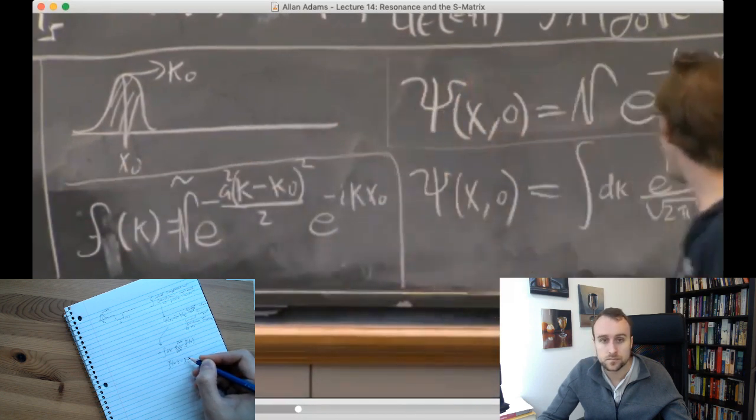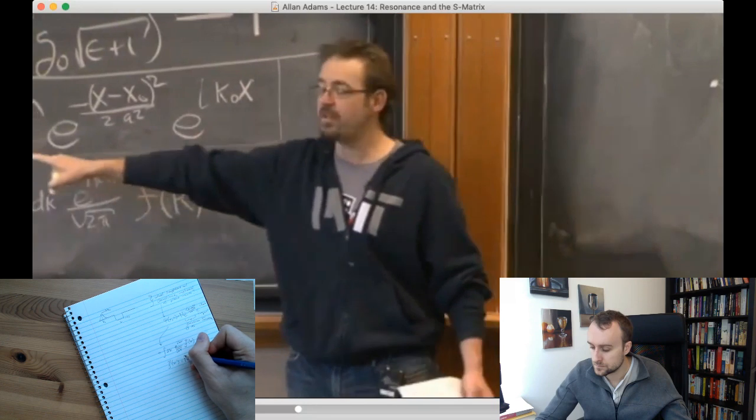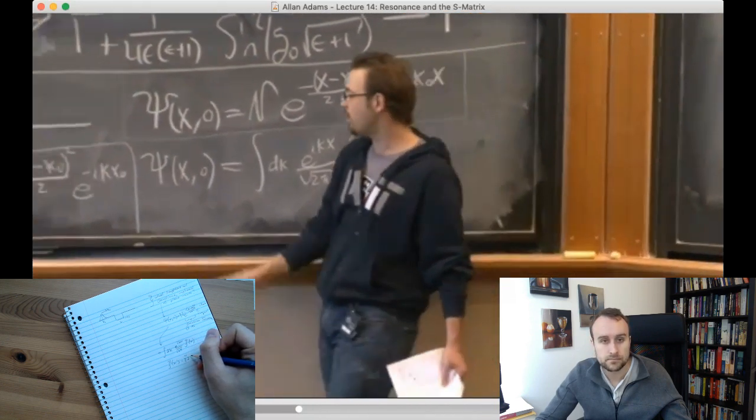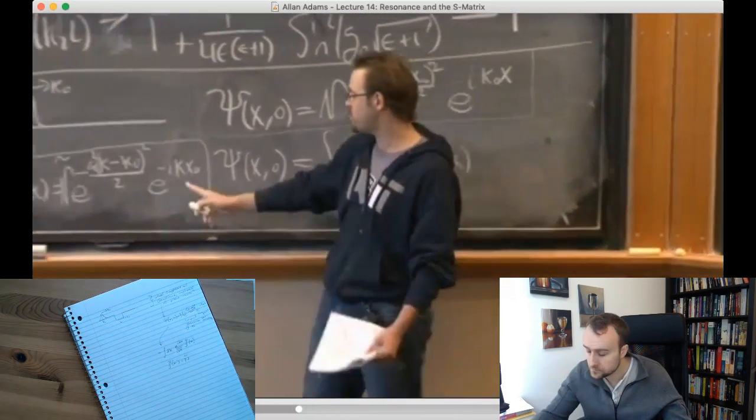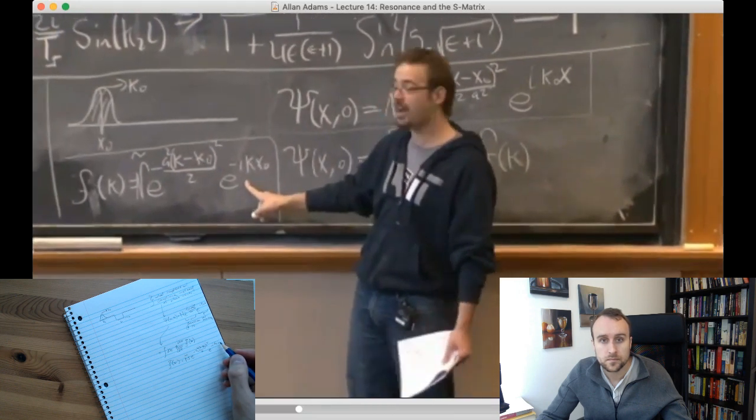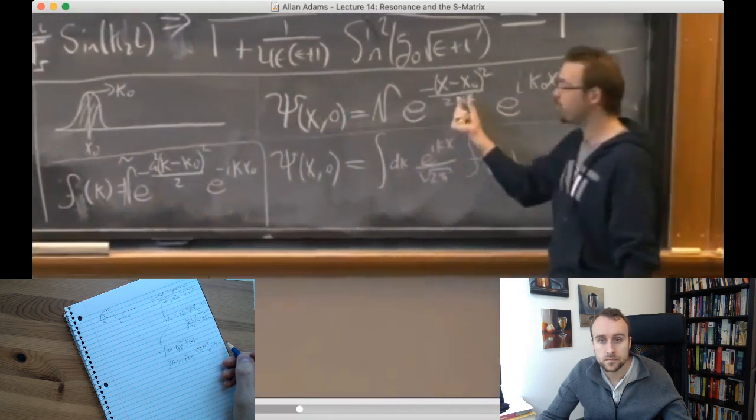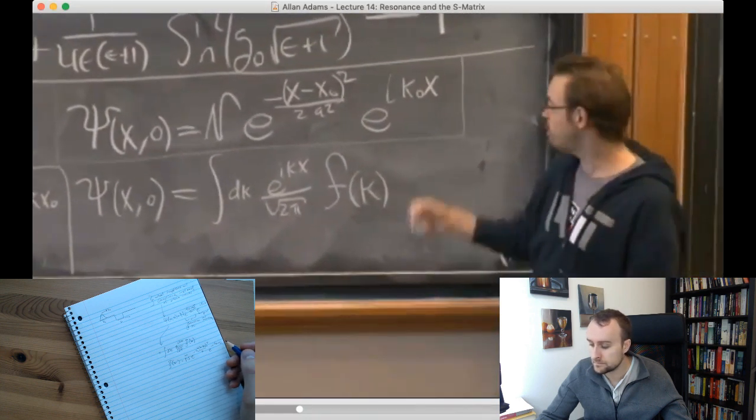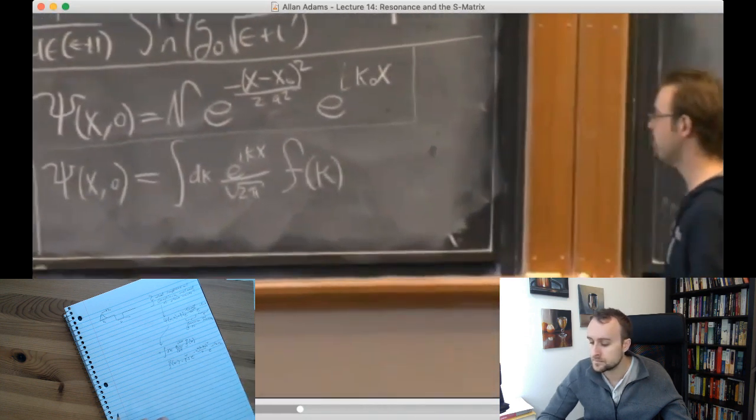So in just the same way that adding on the phase e to the i k naught x in the position space wave function tells you what the expectation value of momentum is, tacking on the phase e to the minus i k x naught in the Fourier transform tells you the central position of the wave packet. Okay, so this you did on the problem set. This is a trivial momentum space version of the same thing.